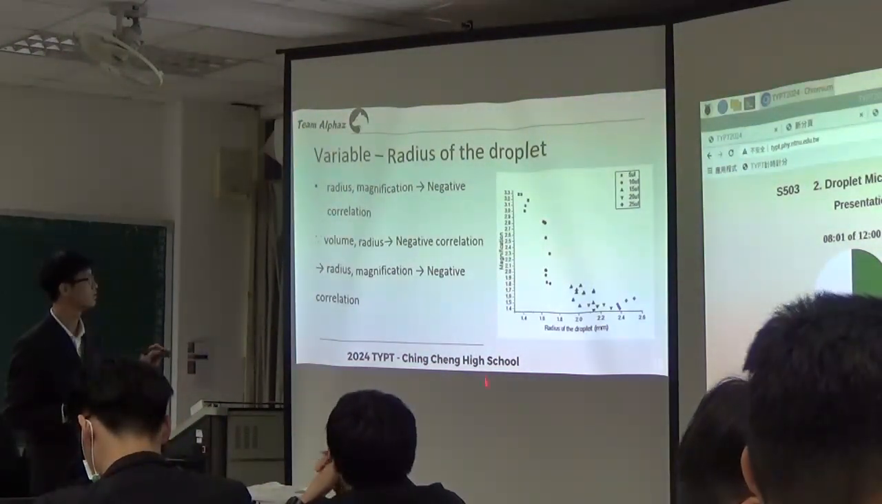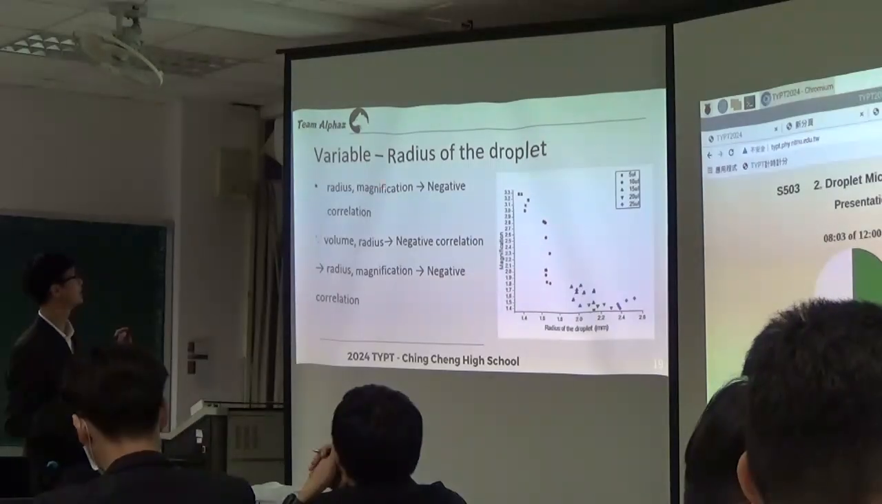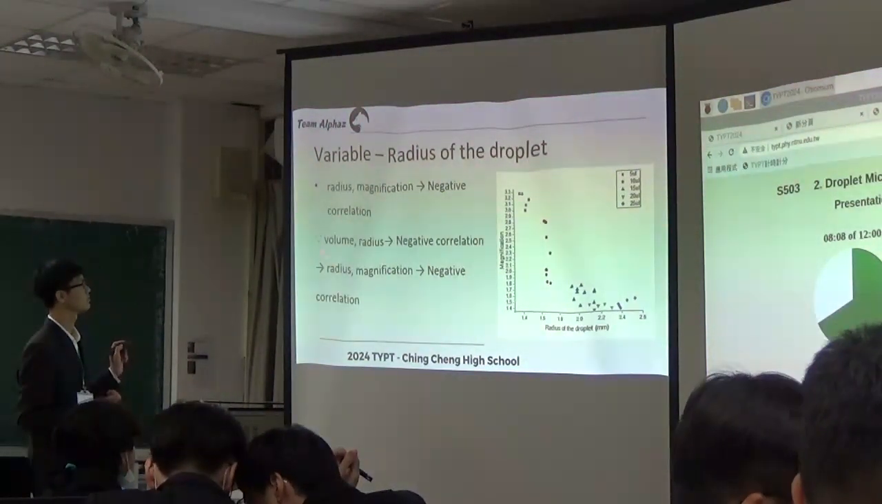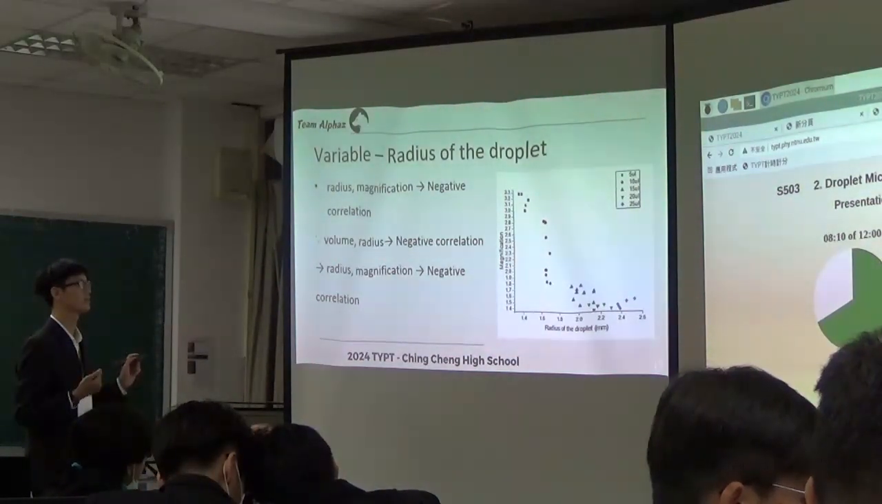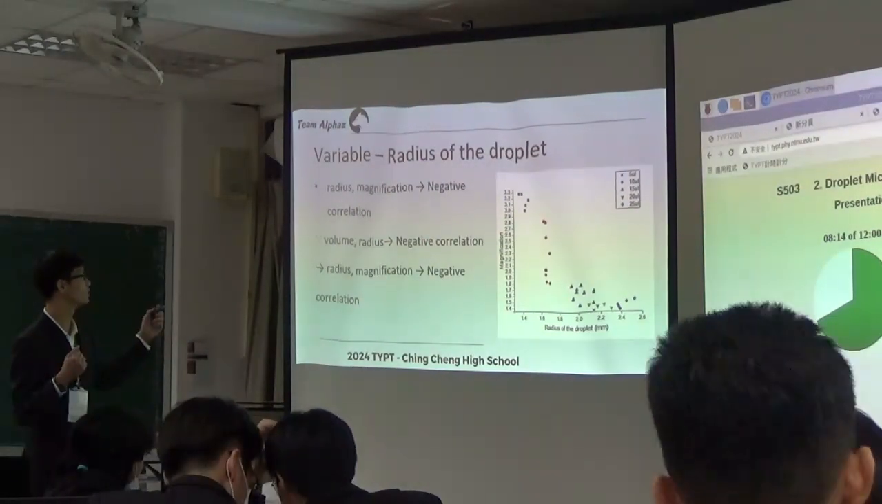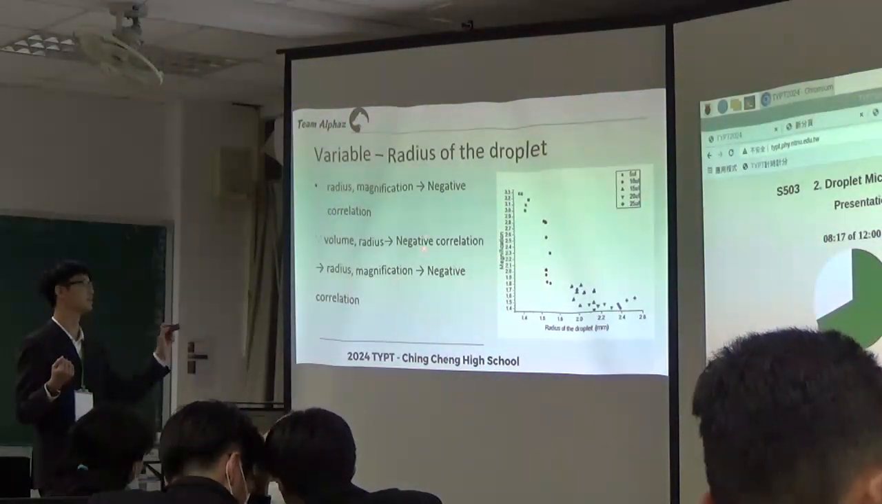So in this picture, we can find the radius, and the radius and magnification have a negative correlation. So we can get that the radius and magnification are negatively correlated.